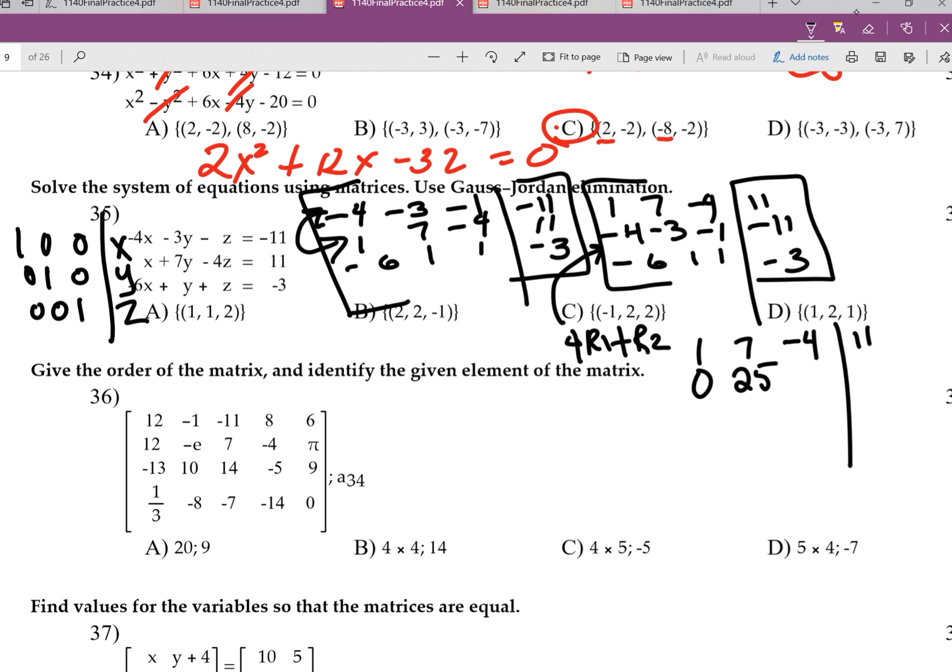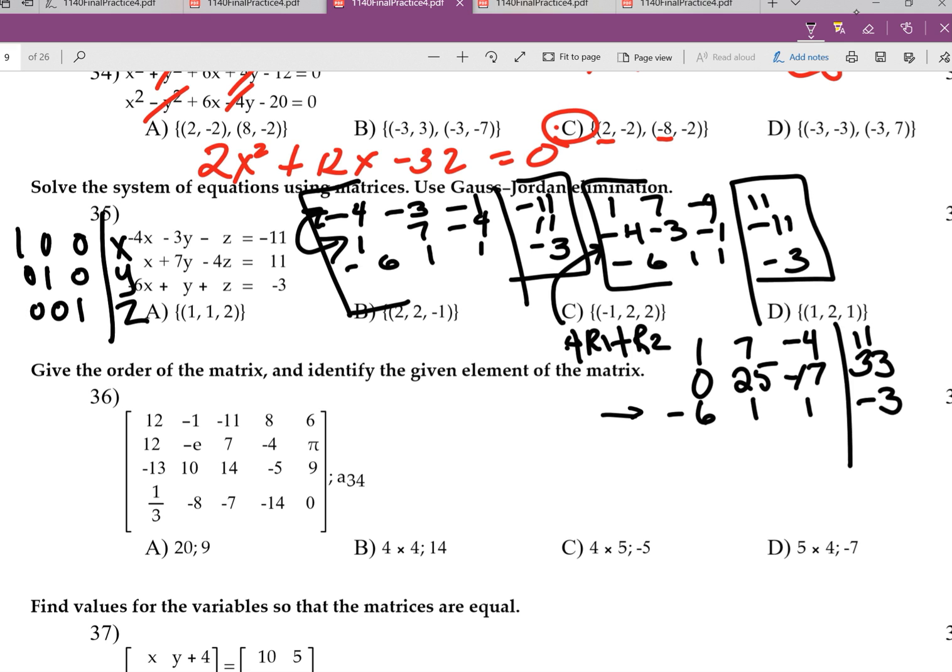4 times negative 4 is negative 16 plus negative 1 is negative 17. That's hideous. And 4 times negative 11, that's negative 44, minus 11, that's negative 55. And here you bring down your negative 6, 1, 1, negative 3. And we repeat the process.